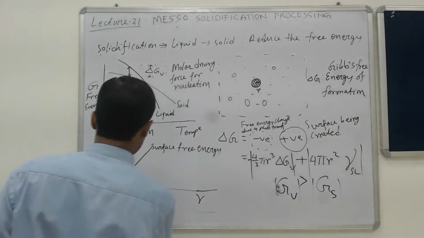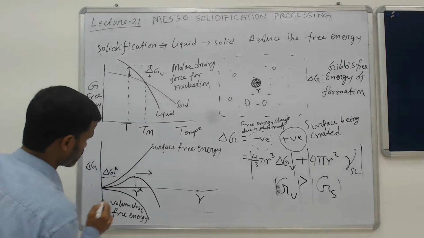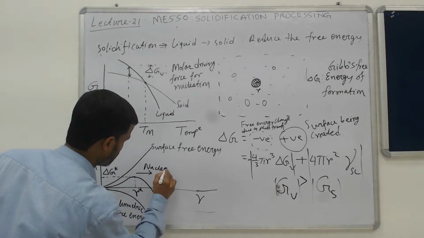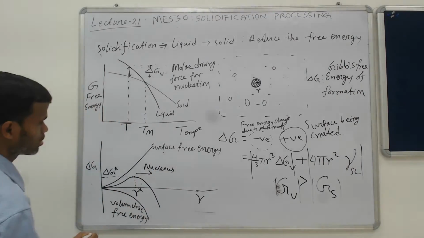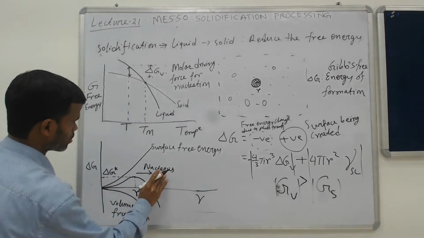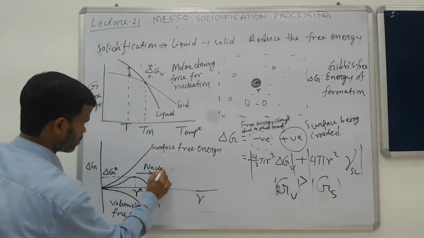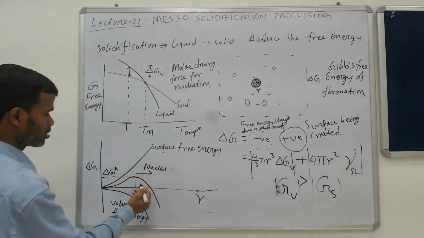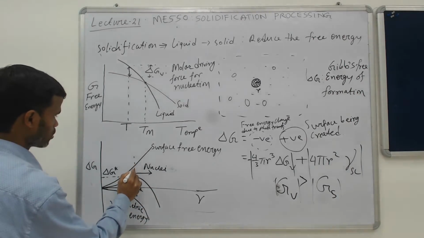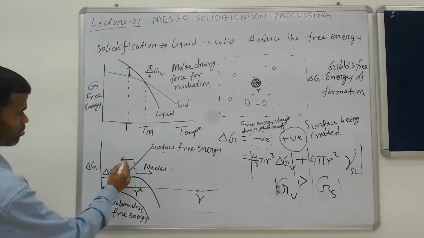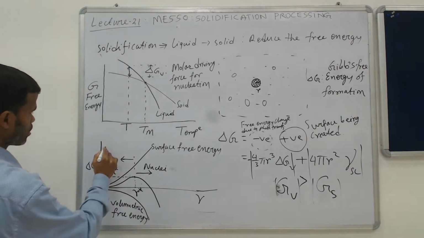The clusters which have a size greater than R star are called nucleus or nuclei. If it is one, then nucleus; otherwise we call them nuclei, because there will be a large number of clusters having size greater than R star. The clusters having a size less than R star we will call M.